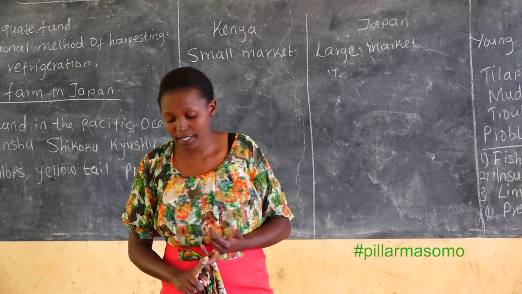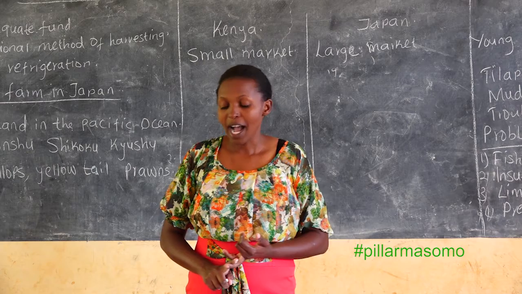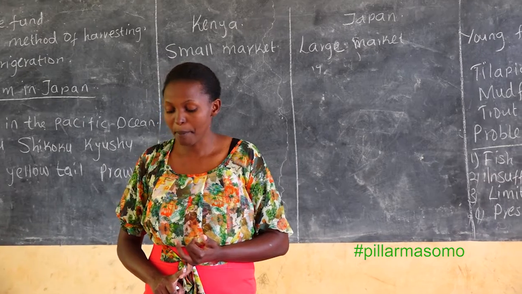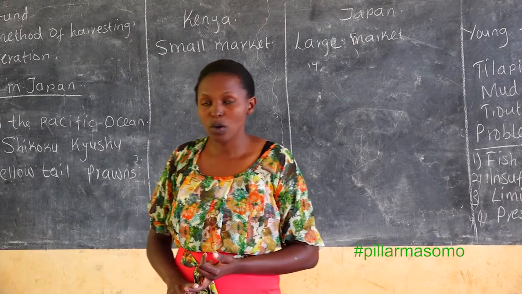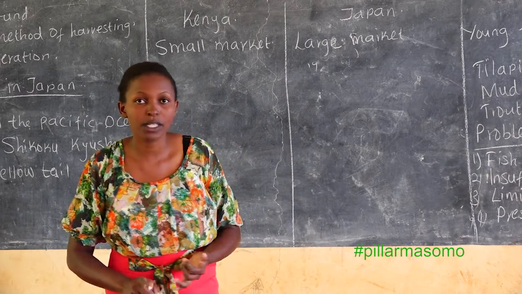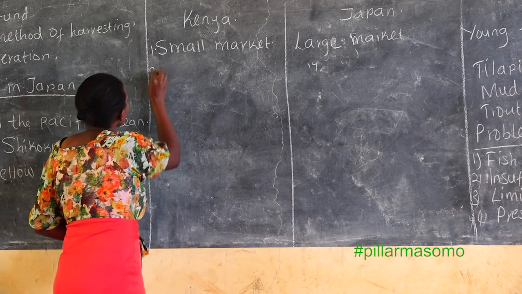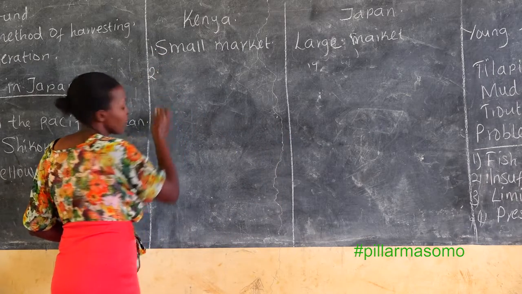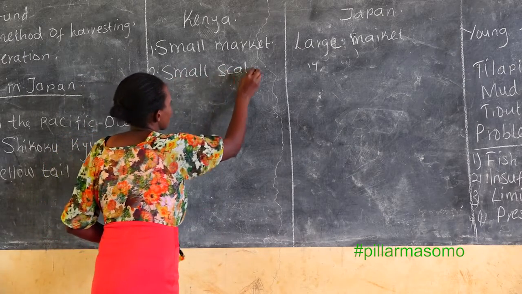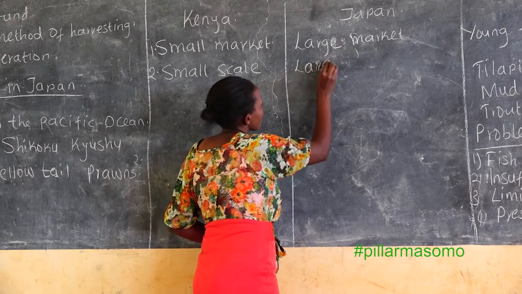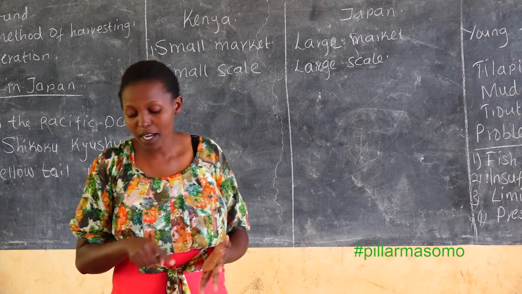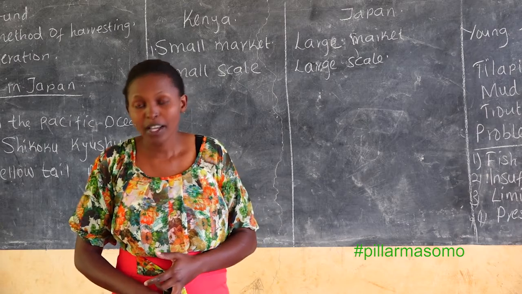So we have talked of the first difference. There is a small market as fish is not very popular in Kenya, and in Japan there is a large domestic market. Then number two, it is carried out on small scale. That one is in Kenya. It is done on large scale using large vessels. That one is in Japan. So in Kenya it is done on small scale, and in Japan it is done on large scale.